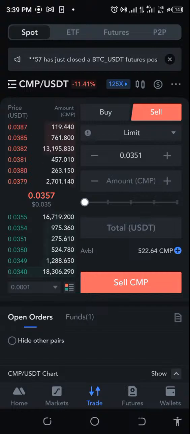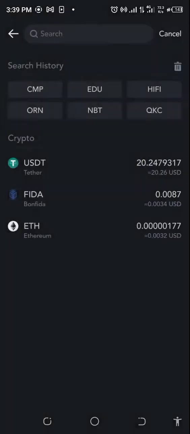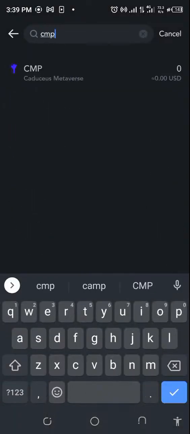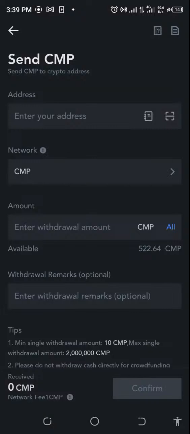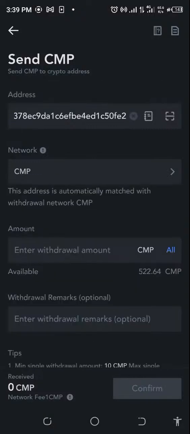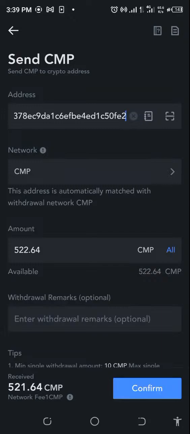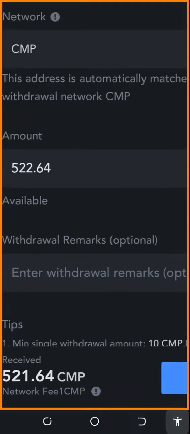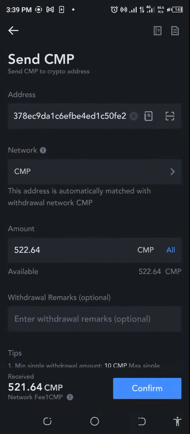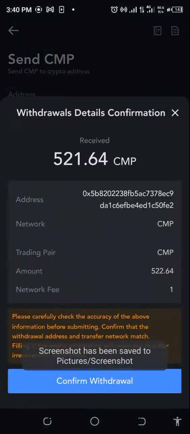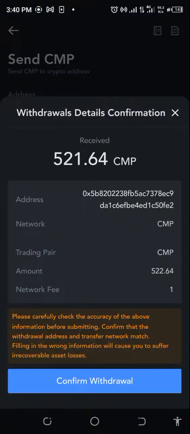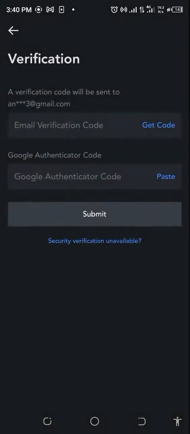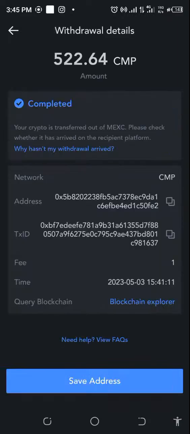So this is 522. So we're going to be withdrawing that. Okay, so we're withdrawing our CMP. Then we'll just quickly put in the address. So that's CMP and we're putting all. You can see that it's removing one CMP. Let's go ahead and do this very quickly. All right, we have confirm withdrawal. Okay, I'll be back after my verifications. All right, it says that the withdrawal is completed of 522.64 CMP.